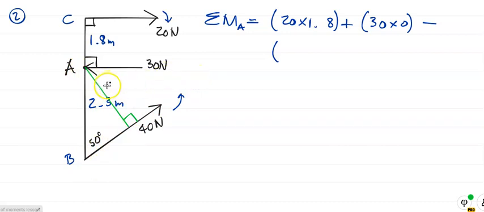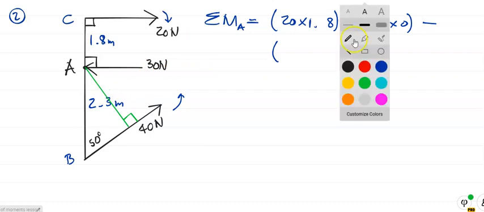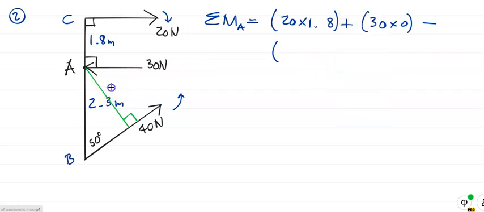And the length of that line there, little d from there to there, is the lever arm for the 40 Newton force. Do we know what it is? No, we don't, but we can work it out because we now have a right angle triangle. There I have the hypotenuse of the triangle, which is 2.3 meters, and I have an angle inside there, which is 50 degrees.